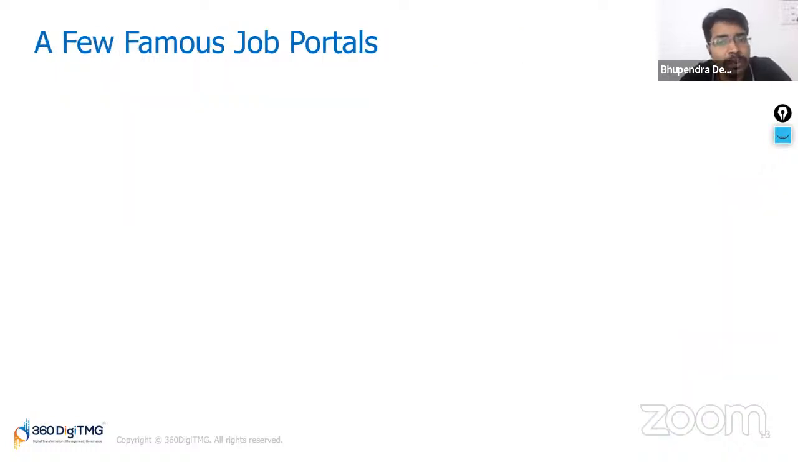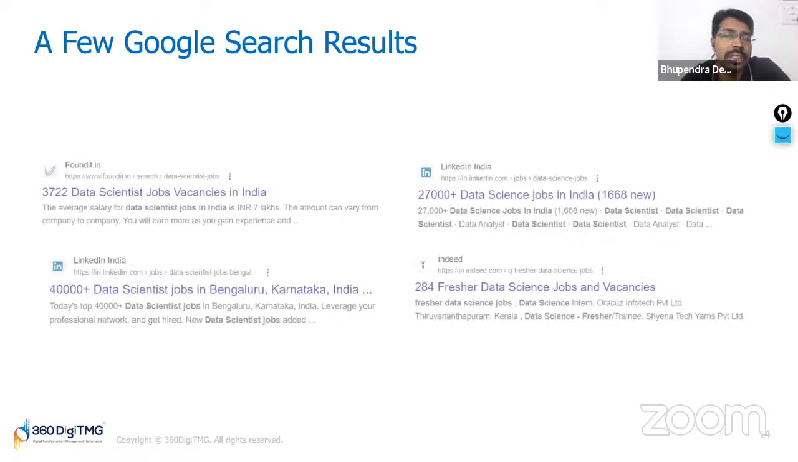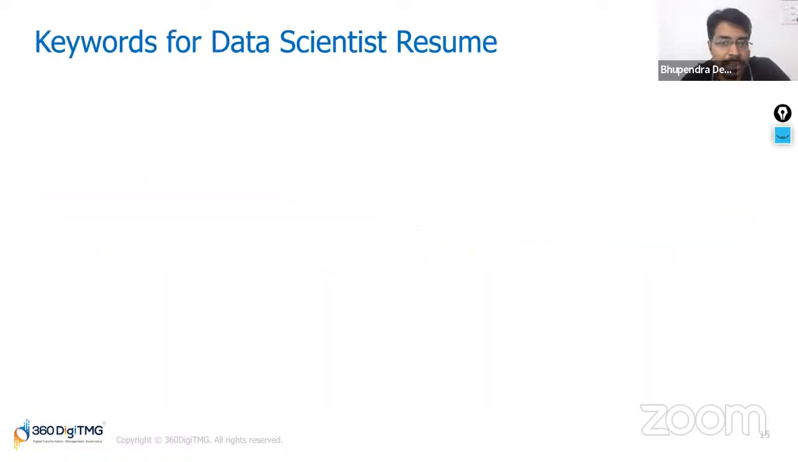Now, if you are applying with your resume, here are a few famous job portals we talk about. We know all these job portals are really very famous. You can log into them, sign in there and start searching for a job. Here are a few Google search results for data science jobs. When you search on Google for data science jobs, there you go, a lot of vacancies. So make sure you make your resume properly because there are many vacancies.